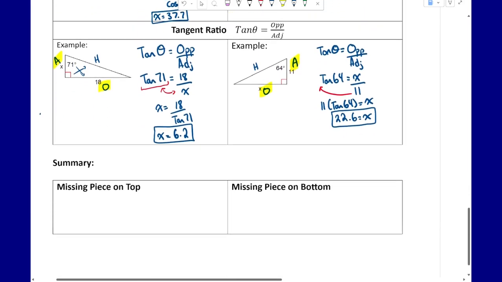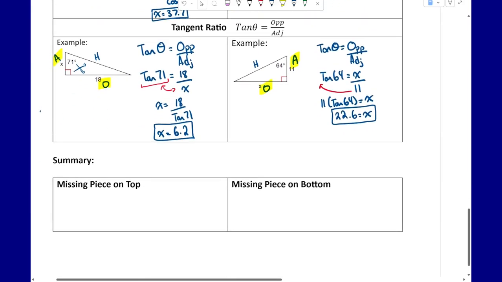So to summarize, there are 2 scenarios that we're going to come across. One is the missing piece on the top, which is what we see in the second examples, and the other is when the missing piece is on the bottom. So technically these 2 should switch to make it more aesthetic, but these are our 2 scenarios. So if our missing piece is on the top of our fraction, our unknown value, our x or variable, is on top of our fraction.